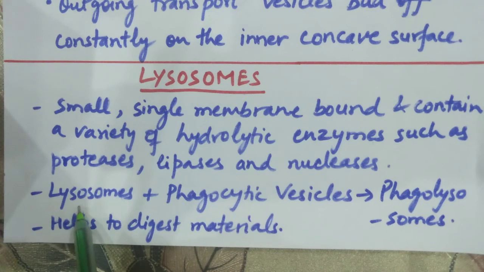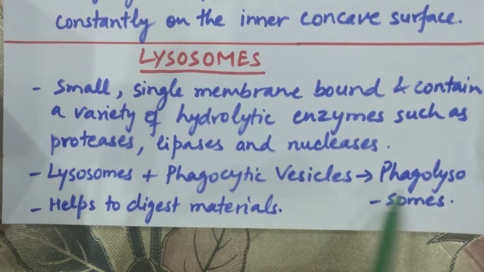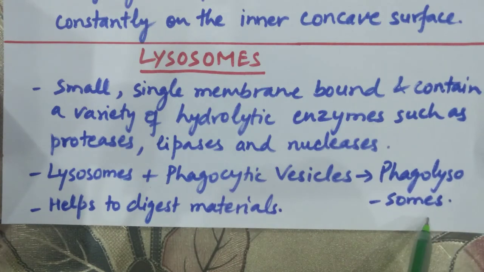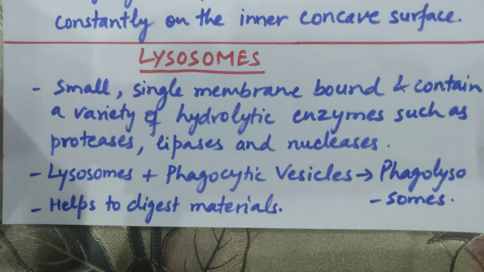Now lysosomes along with the phagocytic vesicles are going to form phagolysosomes, which help to digest the materials. So, lysosomes are found in more numbers in phagocytic cells as compared to the non-phagocytic cells. That's all about lysosomes.